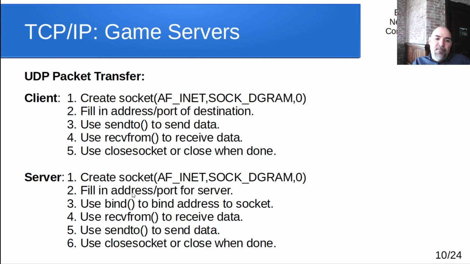Now on the server side, it's the same thing. Create a socket, fill in the address and port for the server. The only difference here on the server is we have to bind that to an address and socket so that data can come in from that. And so now that we have bound to that socket, that gives us a kind of public facing port that is reserved for us to receive data on. And when that data comes in, we'll receive it with a receive from, and we'll use send to send stuff back out. And we can use close socket or close once we're done. Okay, so fairly simple. Again, no need to listen, no need to accept. We can ignore all of that.